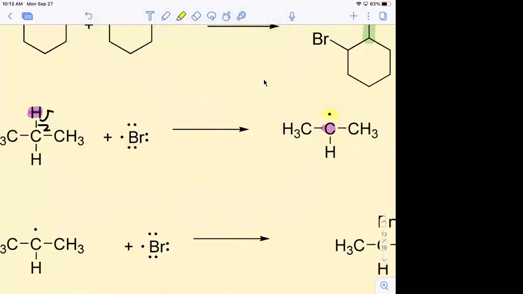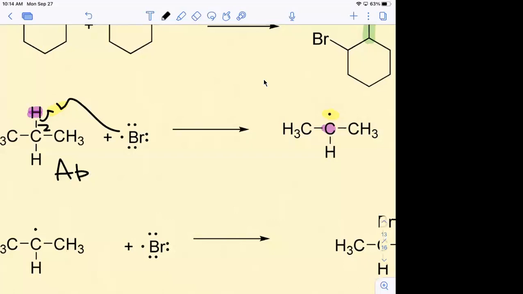Yes. Anytime I want to show a step like that, and we'll talk about what type of reaction this is, I always have to show that electron going back to carbon, and then I can show the electron coming from bromine to make a bond with that hydrogen. We're going to see a lot of this in the radical chain reaction we're getting ready to do. This is called abstraction.